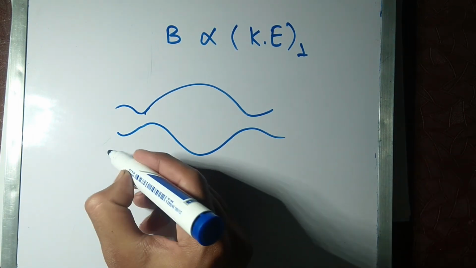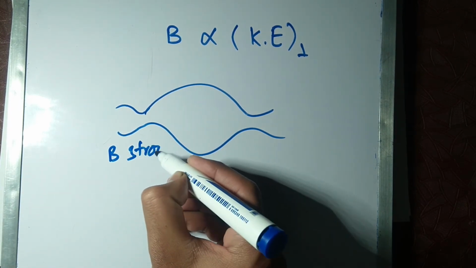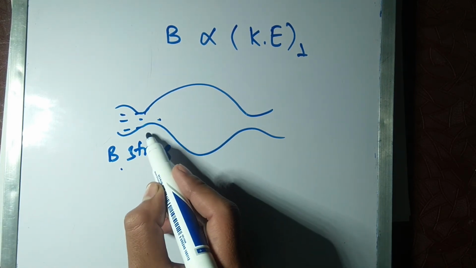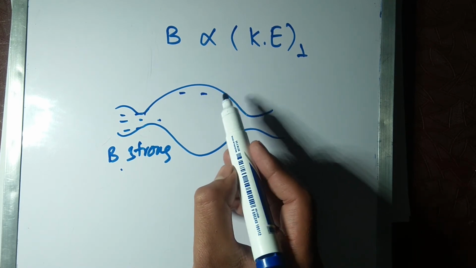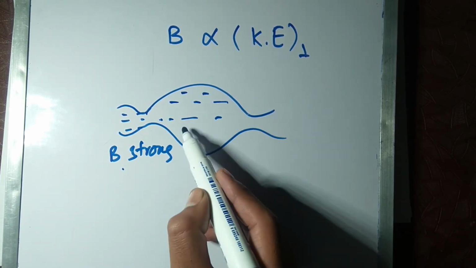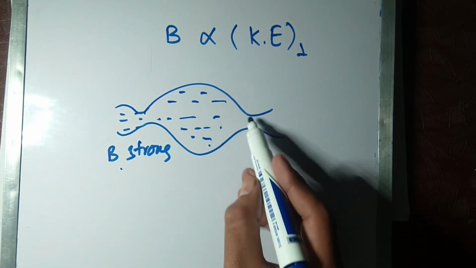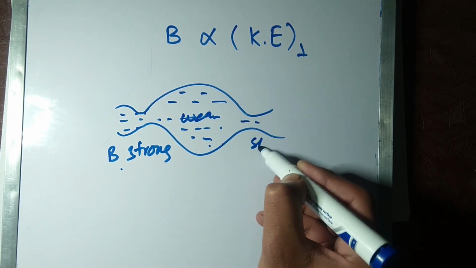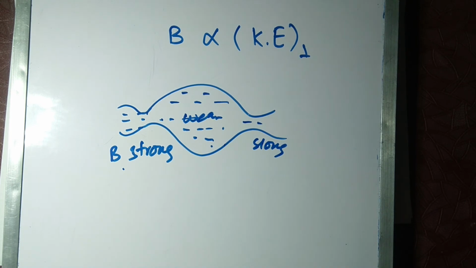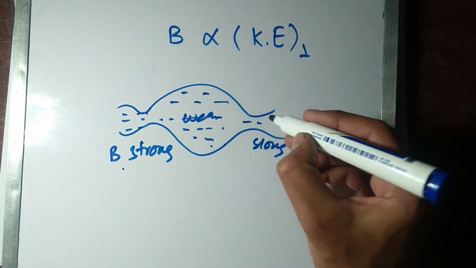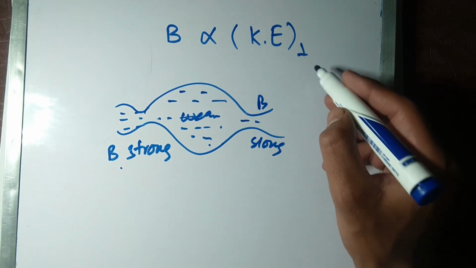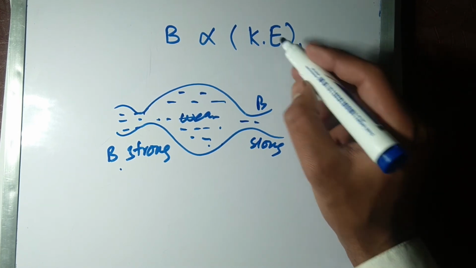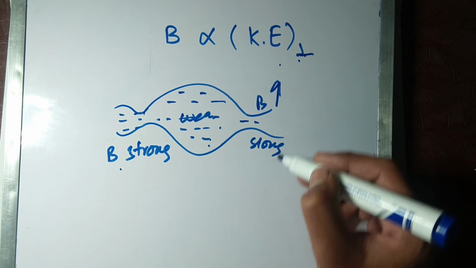Here the B was strong. In my first lecture I told you that B is strong where the field lines are closer, and B is weak where the field lines are farther apart in this region. So strong, weak, and then strong. It means that as B is strong here, the perpendicular component of the kinetic energy is strong, or the value of the kinetic energy is high here.